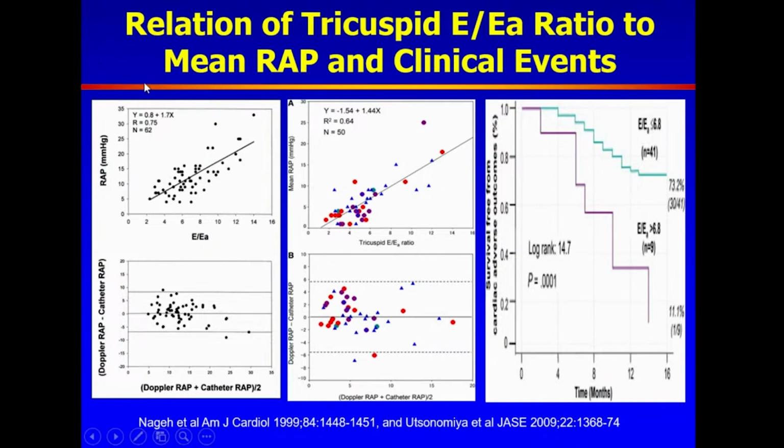That's one of the earlier publications from here showing the association of the ratio with mean RAP. That's a study from Japan taking patients with pulmonary hypertension. You see a decent correlation, R squared of 0.64, so an R of about 0.8 here. And you see the cutoff value of 6.8 being associated with worse outcome.